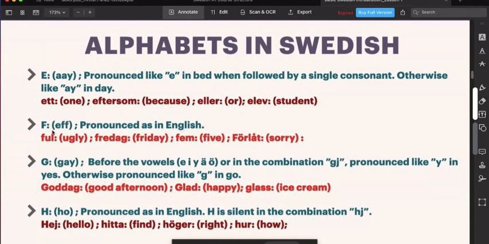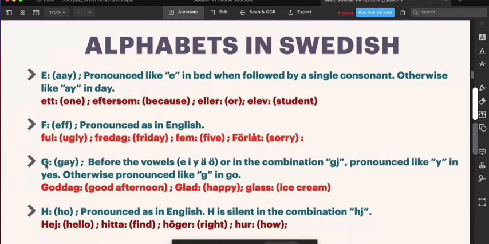And the next letter is like English F. Fula, ugly, fredag, Friday, fem, 5, and förlåt, sorry. That is a very common word in spoken language. Whenever I want to apologize to anyone, I would use this one. Förlåt, because this is A with one dot, which is O technically. That's why förlåt, sorry.